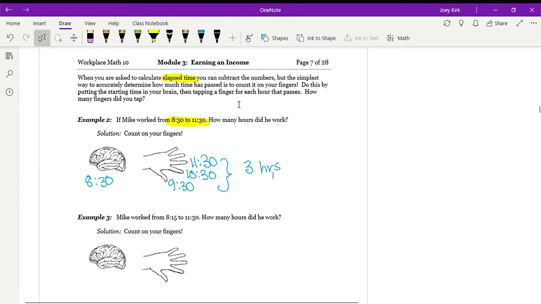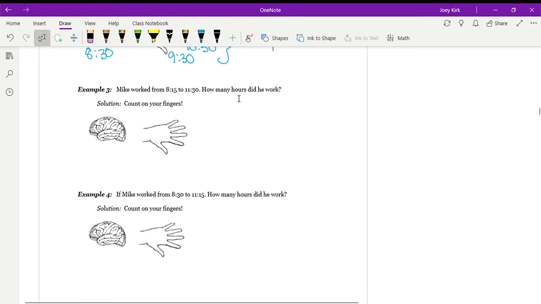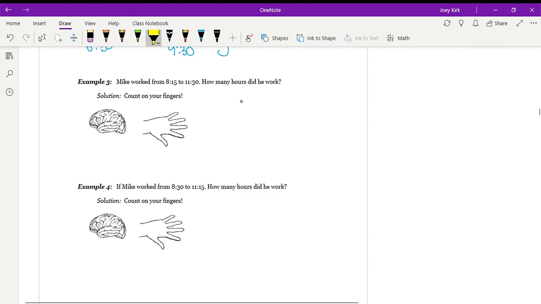Let's look at our next example. What if he worked from 8:15 to 11:30 this time? So we're still going to take that starting time, and that's what starts in our brain. Now we know, though, we're not going to be able to count in hours all the way to 11:30. We're just going to be able to go to 11:15.